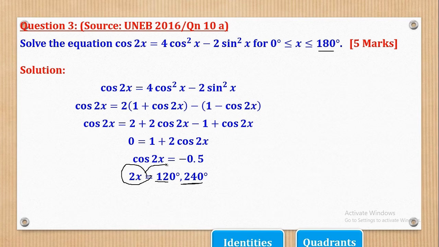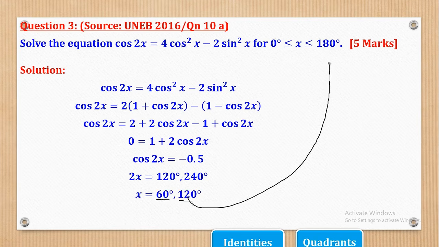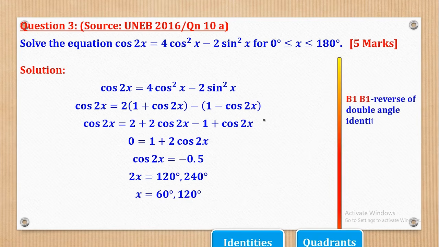So to get the maximum limit, you have to get this and multiply by 2 to get 360. Now since this is less than 360, it implies that you are still in the required range. Now when I divide by 2, I'll come up with 60 degrees and 120 degrees. I think you realize that now it is in the required range. So basically that's what they wanted. Now let's see how much can be awarded.